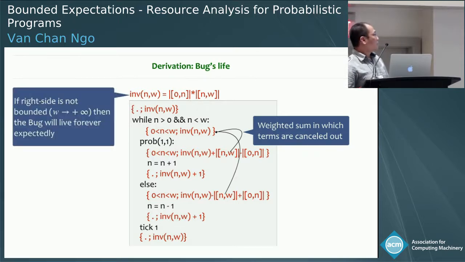And if I can prove this, then it is also a bound of the expected cost, or the expected life of the bug. And we think that if the right side is not bounded, meaning that W goes to infinity, then the bug will live forever in expectation.